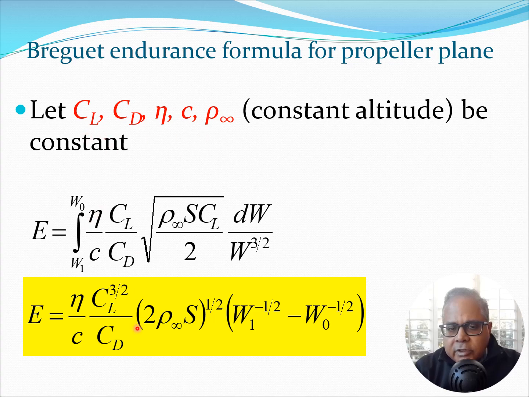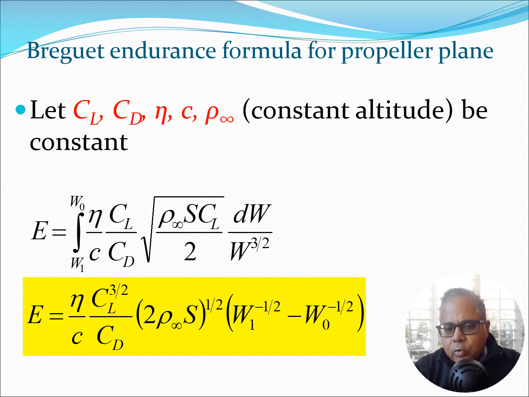So if we take all these things out of the integral, then we are left with dW by W^(3/2), and we can integrate that. So remember, from calculus we take it to the numerator, that becomes W^(-3/2), and then we add a 1 to it, so that becomes W^(-1/2). So that's how we get this minus half term, and then we have the bounds of the definite integral between W1 and W0. So that gives us this equation here, which I have put in this yellow. So this is a very nice use of calculus here, and so we get a closed form solution for endurance.